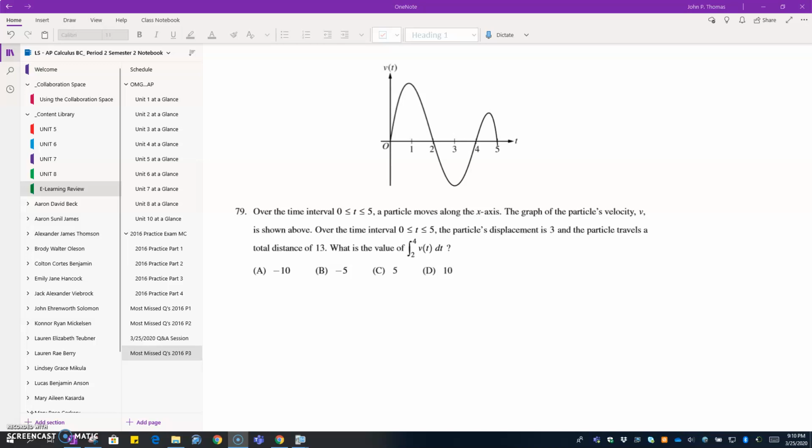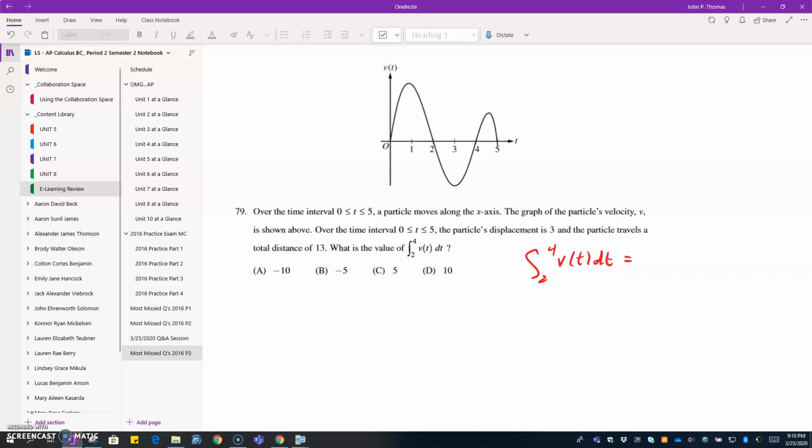Okay, so this one was our third most missed question. This gives us a velocity graph on the interval from 0 to 5. It gives us a value for the displacement and a value for the total distance traveled. And then it asks us for the integral from 2 to 4 of v of t dt.